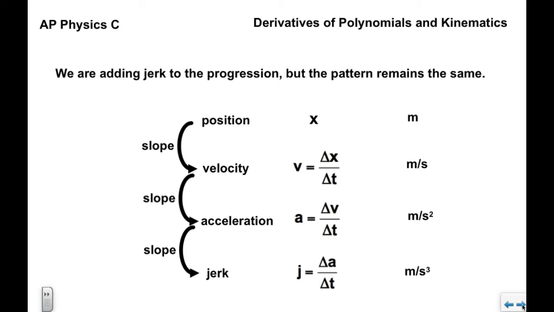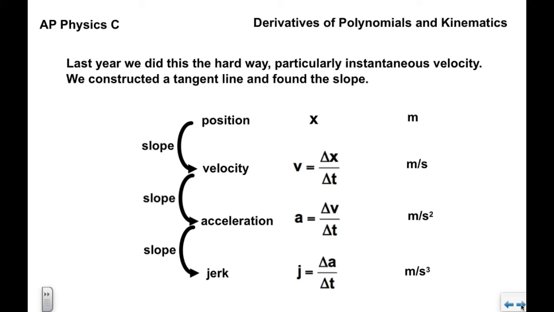We are going to add another term to this progression. Again, we're continuing down the same progression with respect to time. We're going to call the next term jerk. It's also called surge. Jerk is a change in acceleration over time. You can see how the units work. As we move down the progression, we go from meters to meters per second squared, meters per second cubed for the jerk term. The jerk term does not have a universal symbol, so we will use a lowercase j.